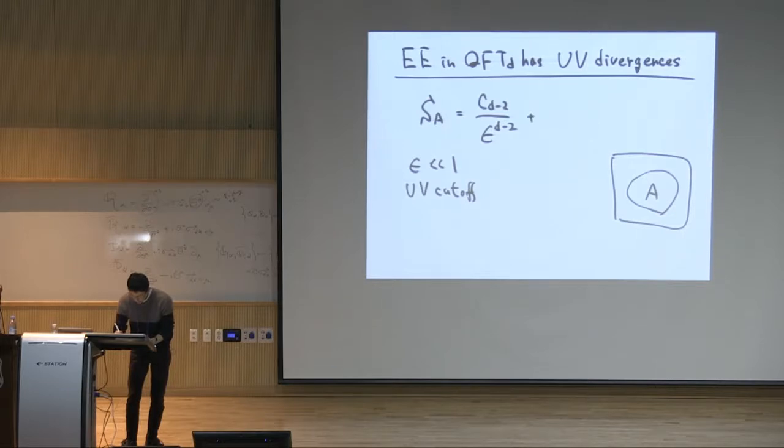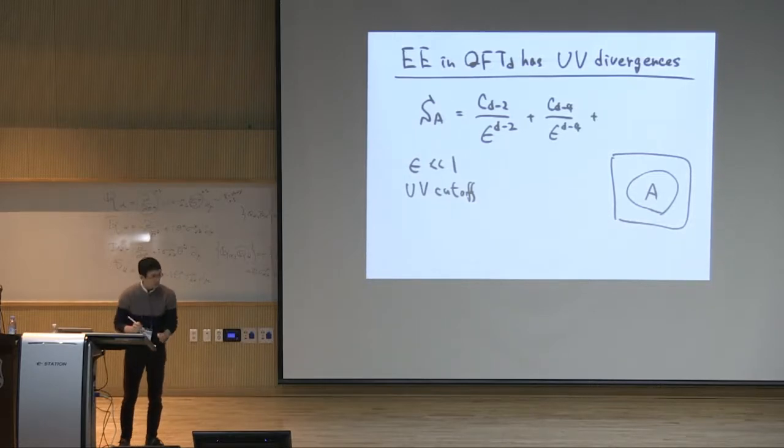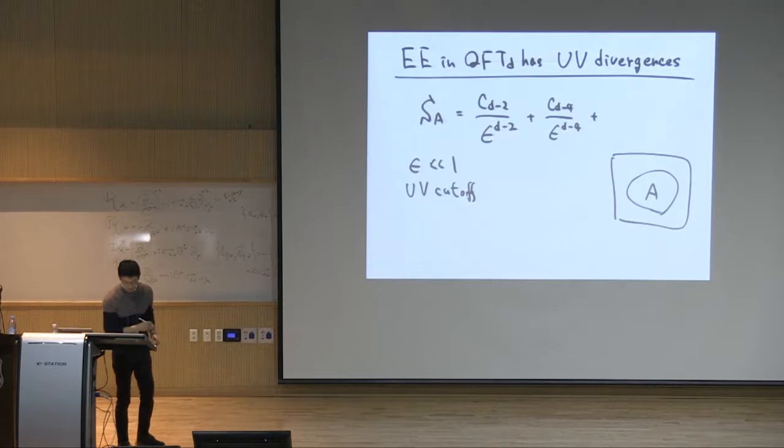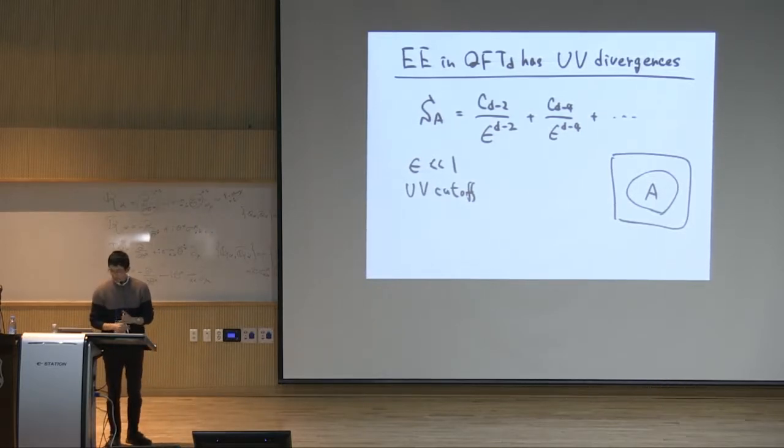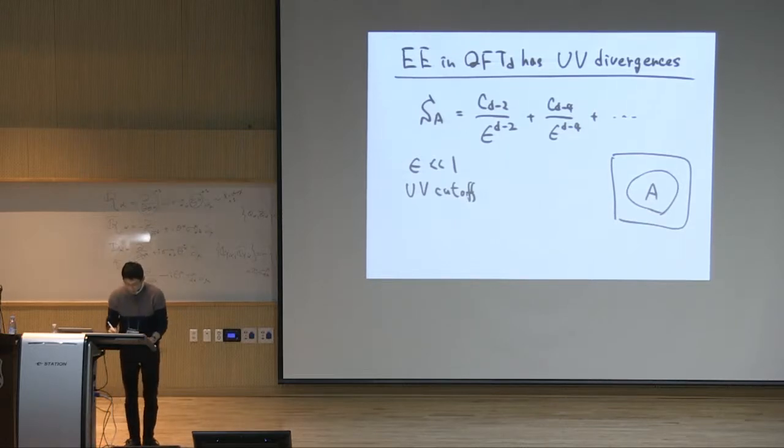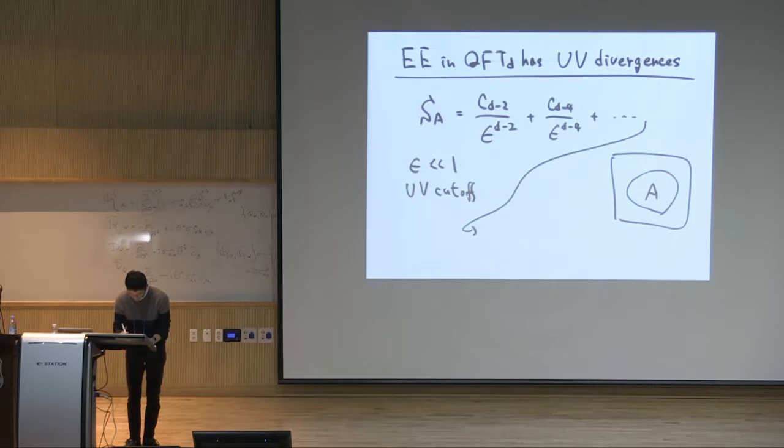The subleading term is of course less UV divergent, proportional to 1 over epsilon to the d minus 4. And so you have power-law UV divergences. Depending on the dimensionality, you have two cases. Let me continue to write the subleading terms here. When the dimension d is even, you have a log divergence.